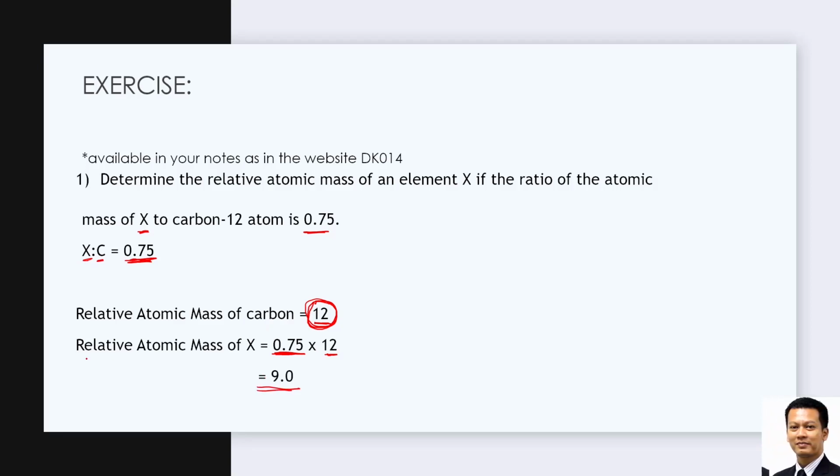And again, for relative atomic mass and relative molecular mass, there is no unit. So that is the exercise.